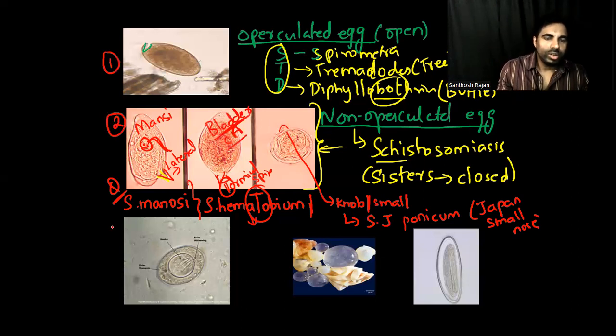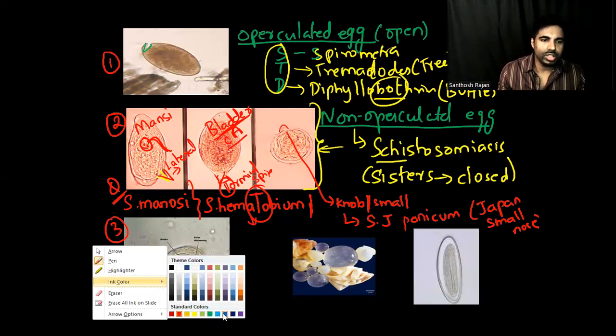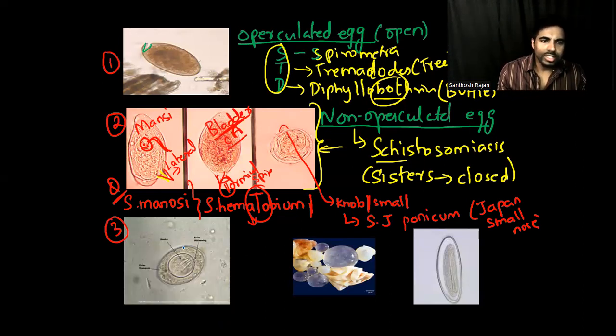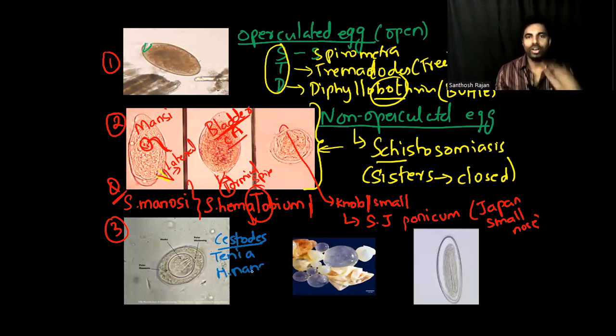And now this one. What is this third one? What picture are you seeing here? Can you identify it, any idea? This is basically your cestode eggs. Cestode means what all comes here? It can be a Taenia egg or H. nana. Okay, Taenia egg or H. nana.